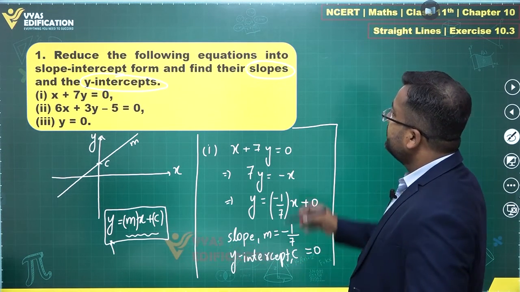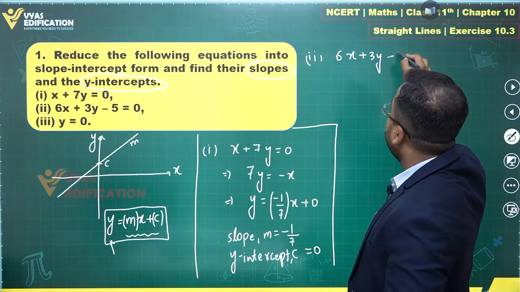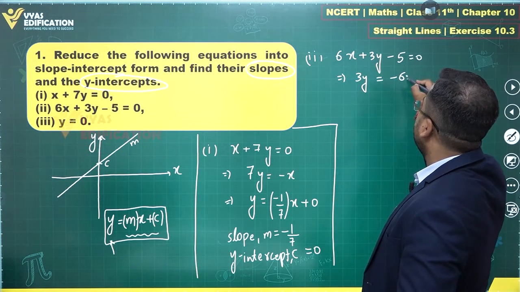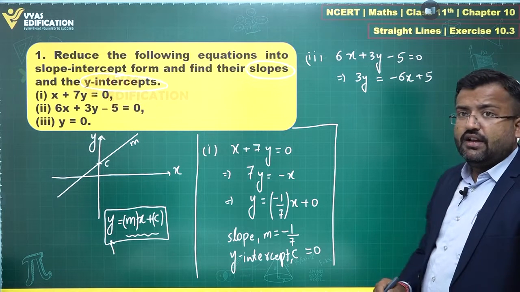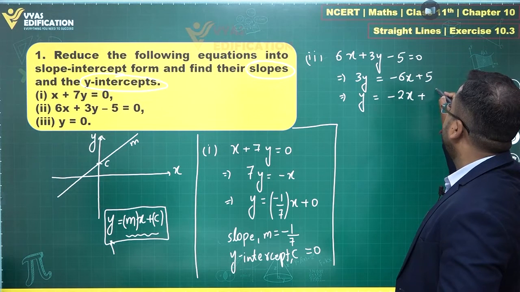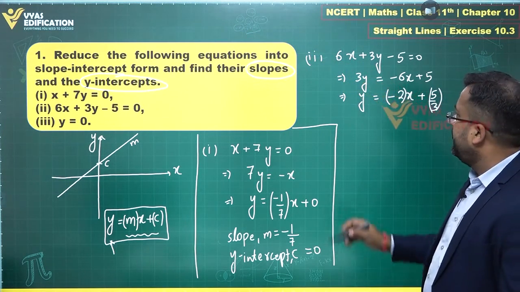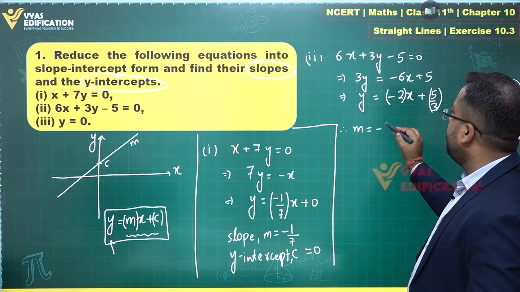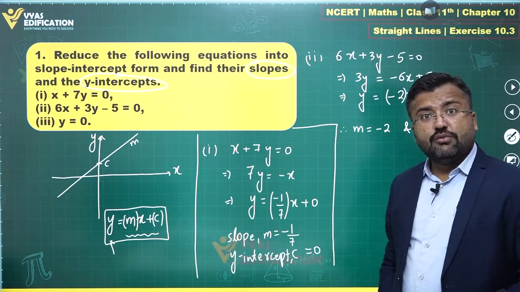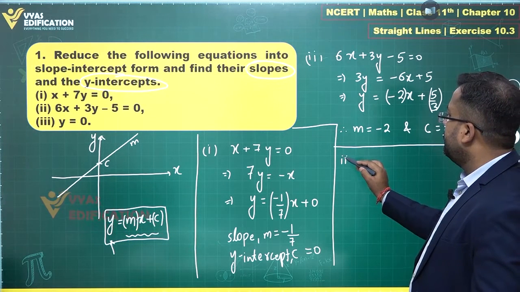What do we have? The second part says that you have 6x plus 3y minus 5 is equal to 0. So we'll keep terms of y on one side, rest everything on the other side. This is what you get, right? Dividing by 3 further will tell me that this becomes minus 2x plus 5 upon 3. And this here is the slope, this here will be the y-intercept, right? Therefore, m is equal to minus 2 and c is equal to 5 by 3 are the respective slope and y-intercept correspondingly. What about the third part? Let's deal with the third part after that.